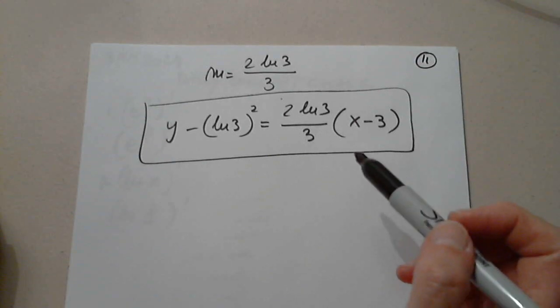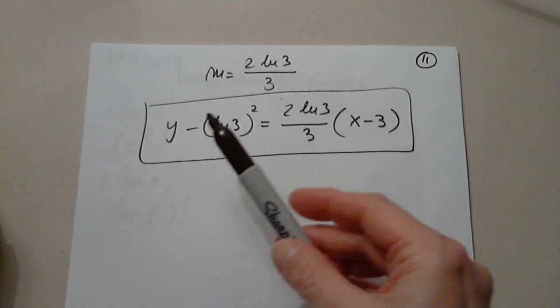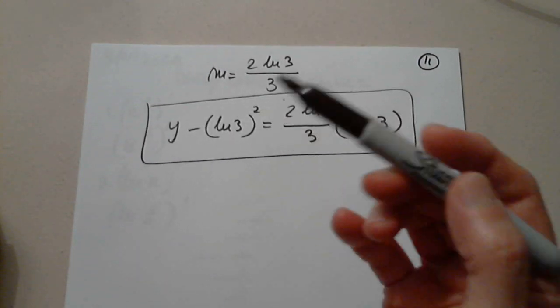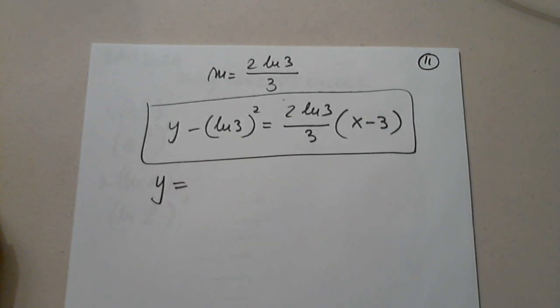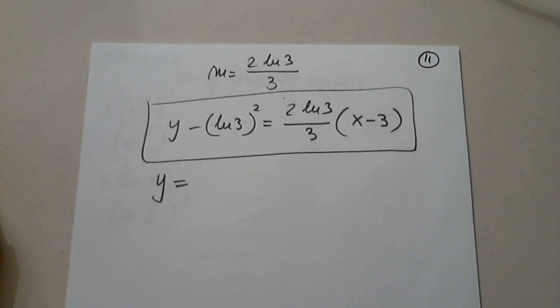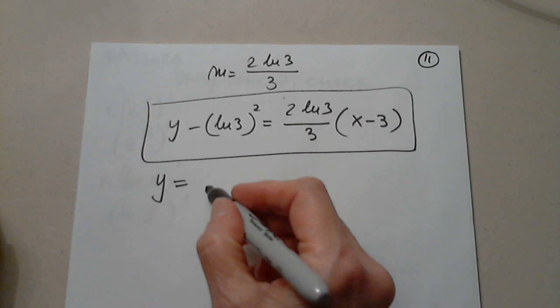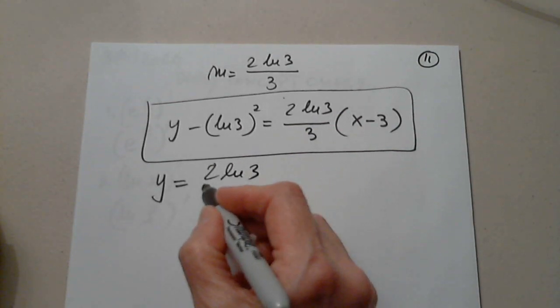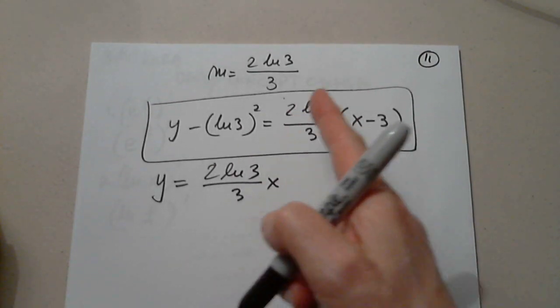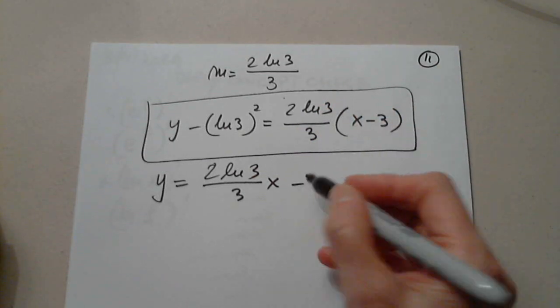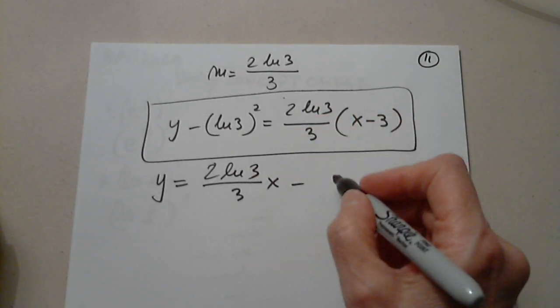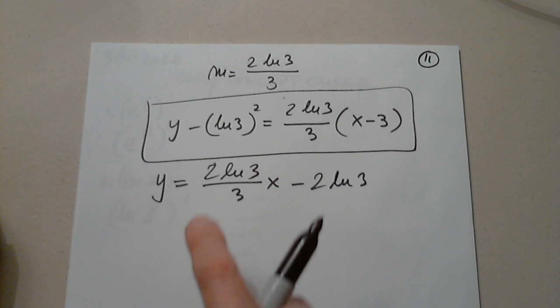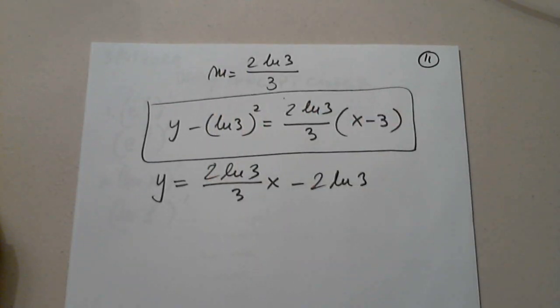So after we found the slope and we put it in the point slope form, we have to solve for y. It's always mandatory to solve for y. So I will distribute this to x, 2 natural log 3 over 3 times x. I will distribute this to negative 3, but the denominator will go away, so minus 2 natural log 3. And I have to move this to the other side.